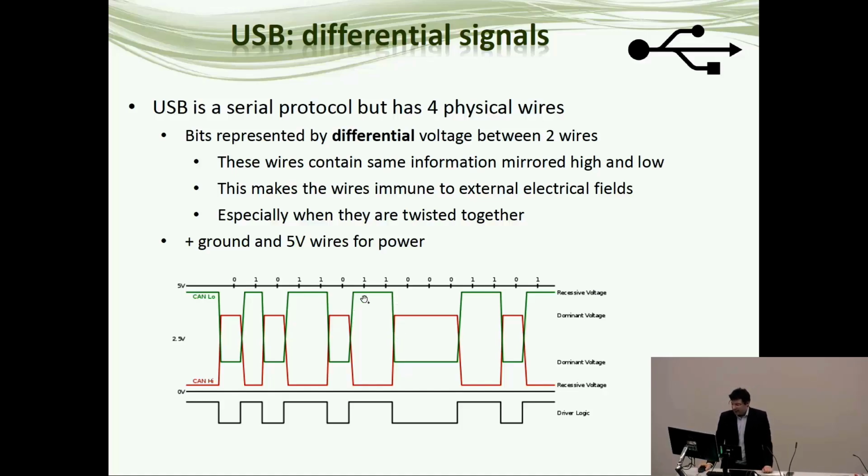So that means the information is stored in the differential between the two voltages, rather than the absolute level of the voltage. And that makes it immune to external electromagnetic fields. So you can happily run your USB cable right next to the motors of your robot without the thing getting distorted. Especially when you twist the wires together, you'll see these two wires are physically twisted to maximize this effect and making it immune to external fields.